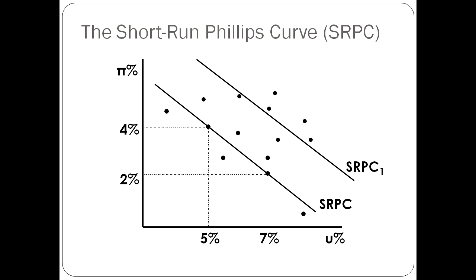Here, for example, we have it shifting to the right from SRPC to SRPC1. So let's say our short-run Phillips curve shifts to the right here. Now you can see that at the same level of inflation, you'd have a higher rate of unemployment.